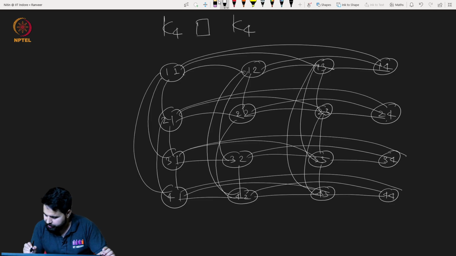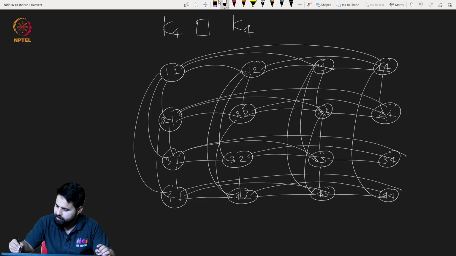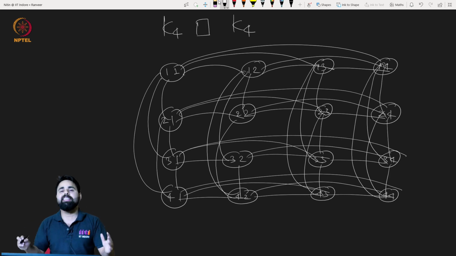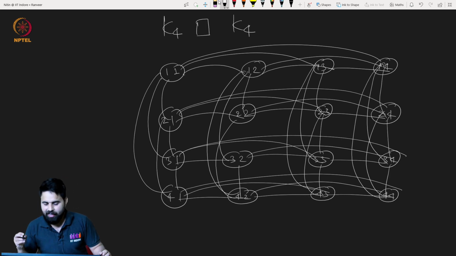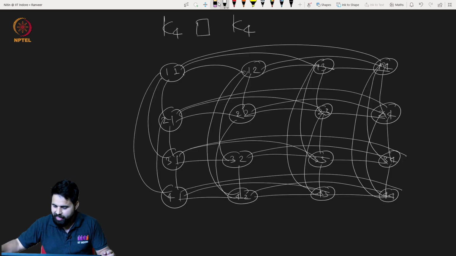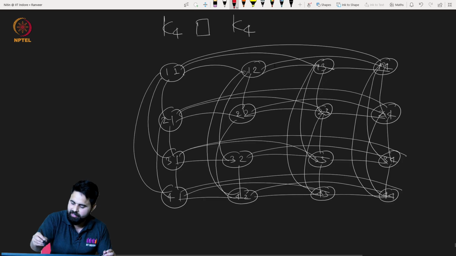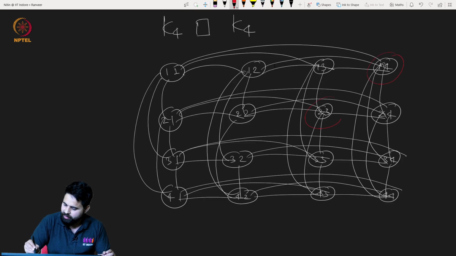Okay, I hope I have drawn everything here. Very good. Okay, then this, then this. So this is K4 box K4. Now let me highlight these four vertices here. Suppose this is 1, these are red, in red colors.